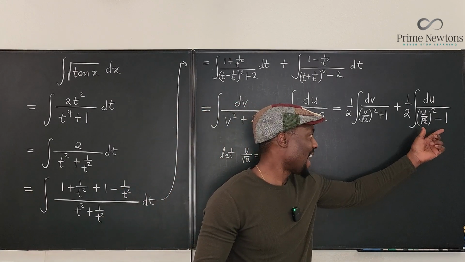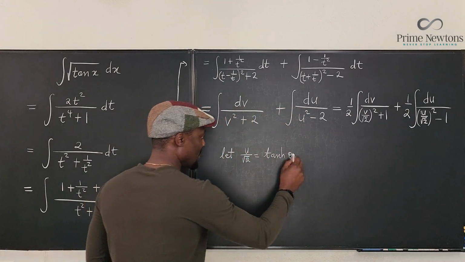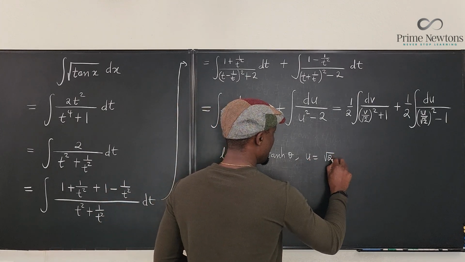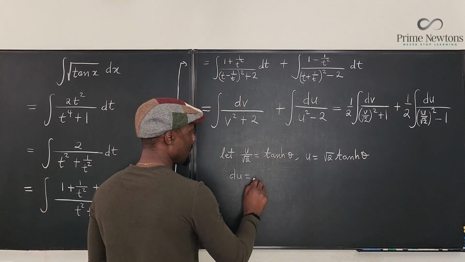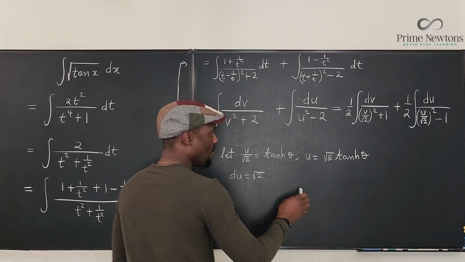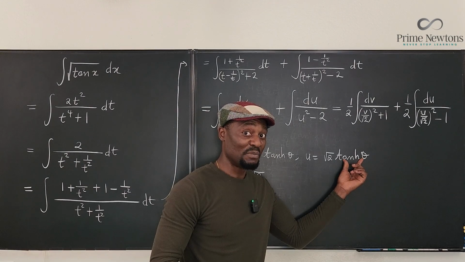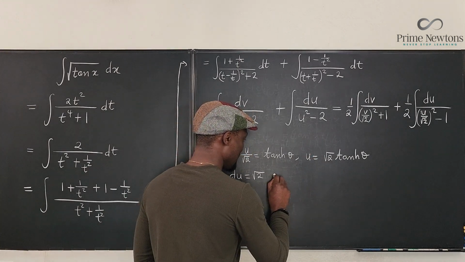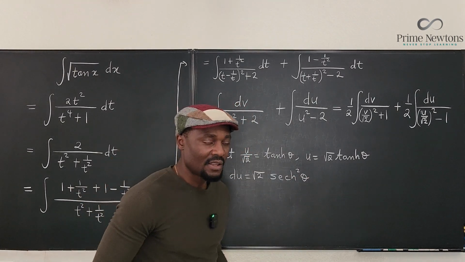That depends on you. But I like the hyperbolic tangent because it's very analogous to the tangent one. So if I do this, then I'm going to say that u is equal to square root of 2 hyperbolic tangent of theta. So what is du? Du will be equal to the derivative of this. I'm going to have the square root of 2 left, but the derivative of hyperbolic tangent is hyperbolic secant. Like I told you, it's like secant squared, but hyperbolic. So it's going to be hyperbolic secant squared theta, which I call sech squared theta.